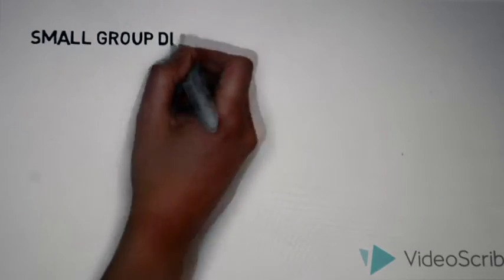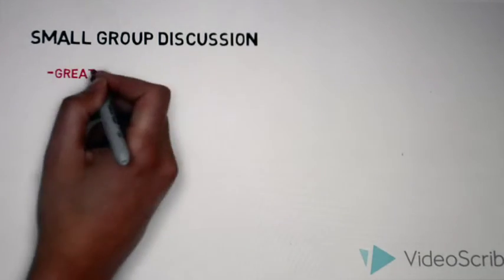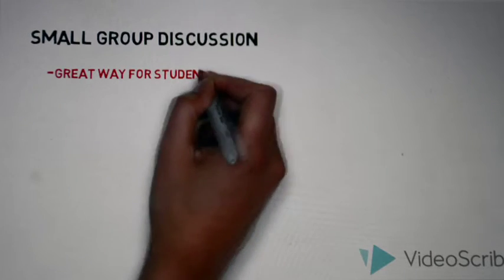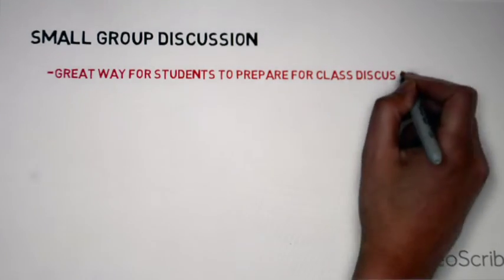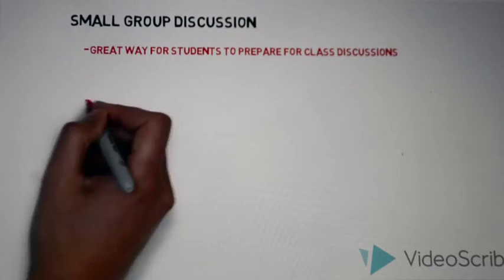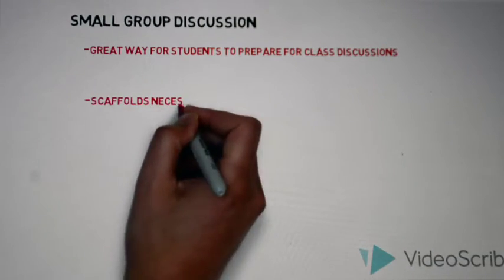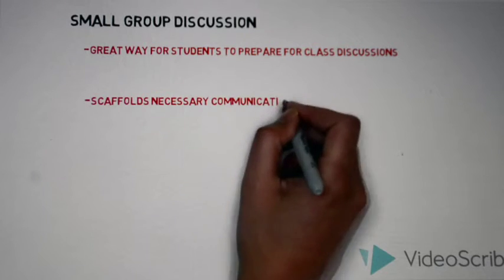A great place for students or teachers to do this is to create small group discussion environments. This is great for students and preparing them for large group class discussions, and it also scaffolds the necessary communication skills that they're going to need in a low stakes environment.